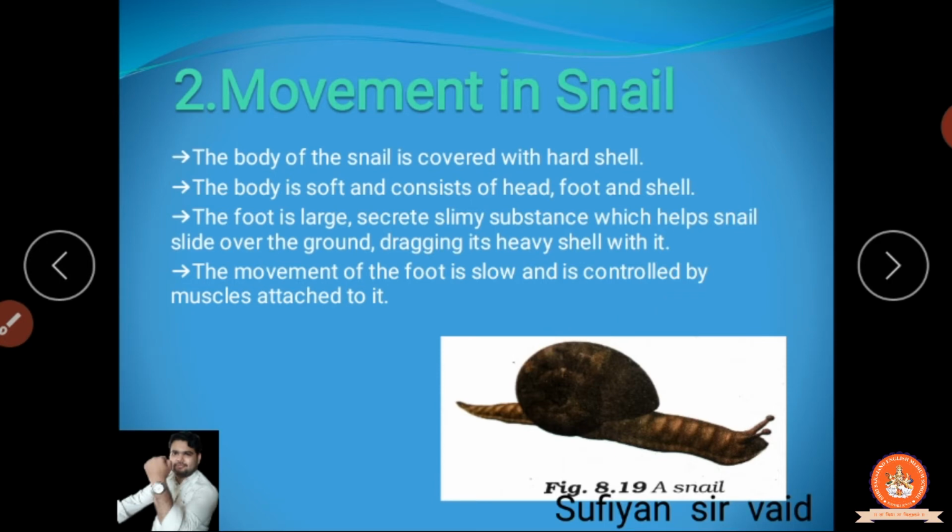The speed of the snail is very slow. The movement of the foot is slow and controlled by the muscle attached to it. So the movement of the foot is very slow and is controlled by the muscles attached to it. It depends on the muscle which is attached with the snail.